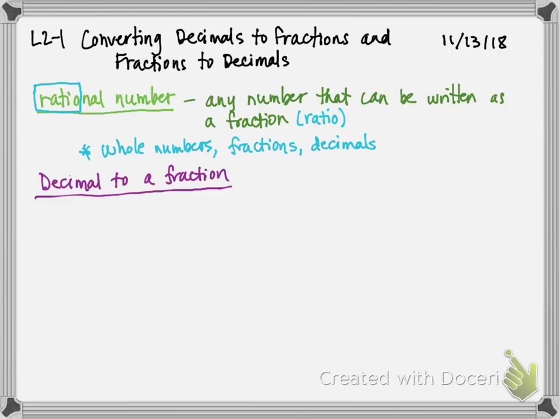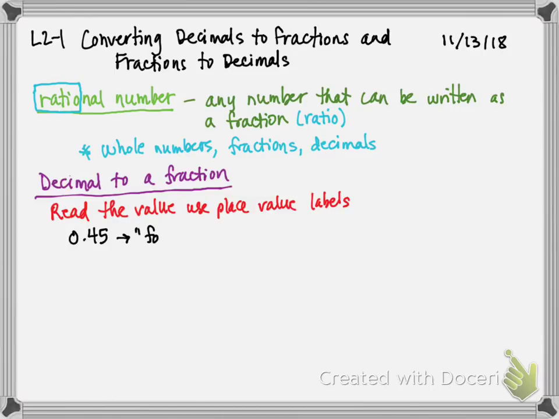Basically, all you need to do in this case is read the value using place value labels, because those labels are going to tell you what the denominator is. Let me give you an example. We have 0.45, but that's not how we read it with place value. If I read it with place value, I'm going to read it as 45 hundredths.